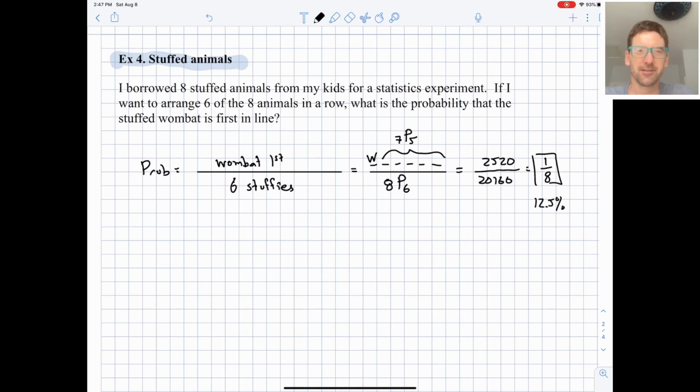You might wonder, that's curiously exact. Well, we had 8 stuffed animals, right? And one of those 8 has to be the first one. One of those 8 has to be in that slot. What's the chance it's the wombat? It's 1 out of 8. Okay, so another way of thinking about the problem. All right, that's a good place to stop right there.